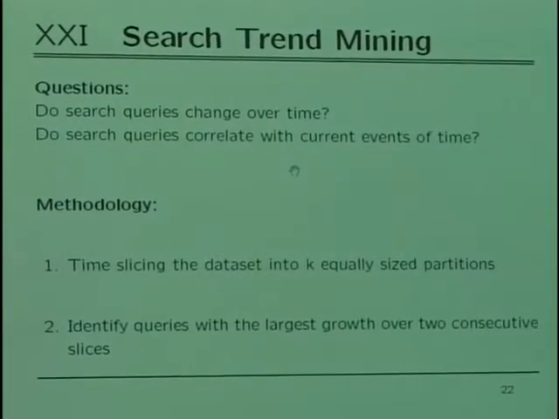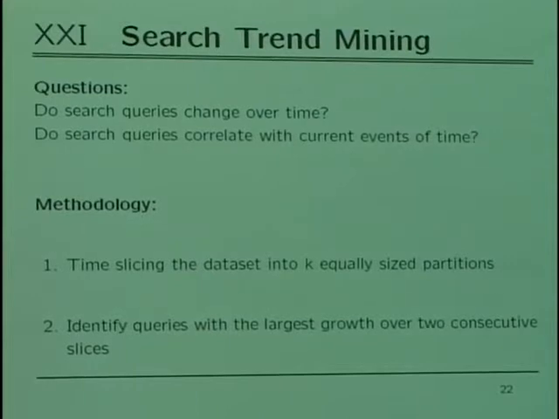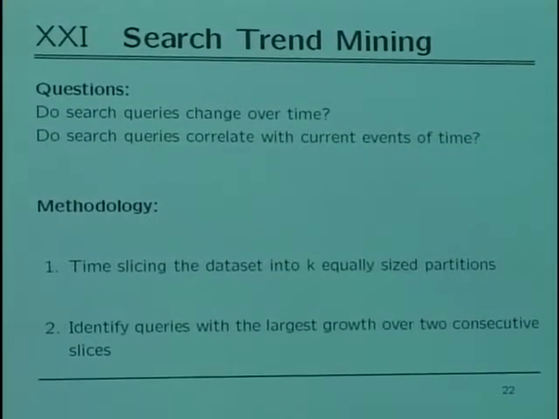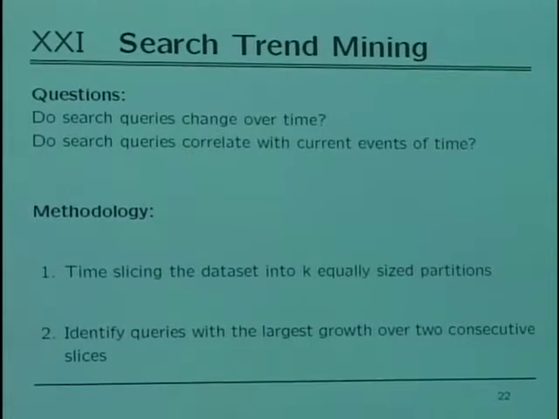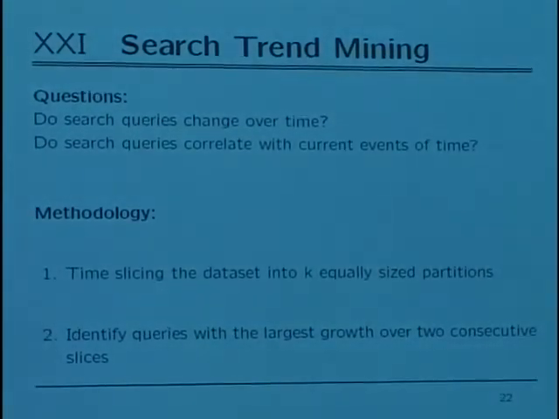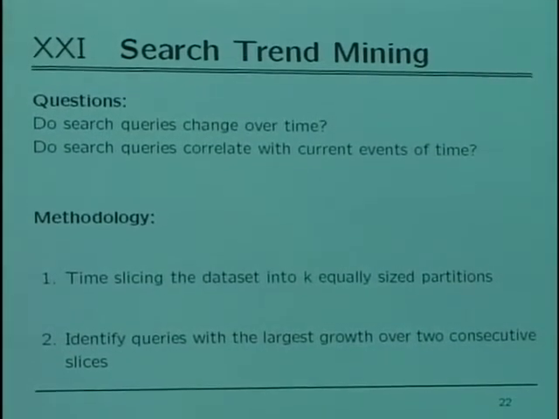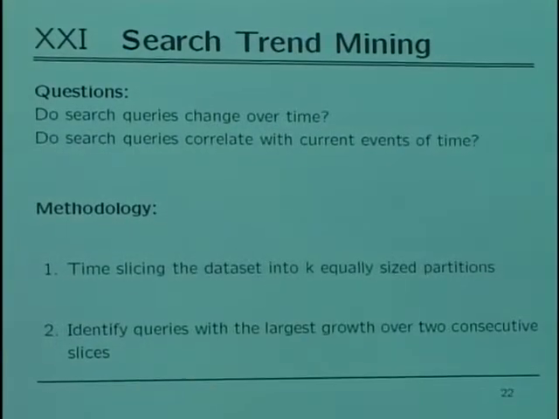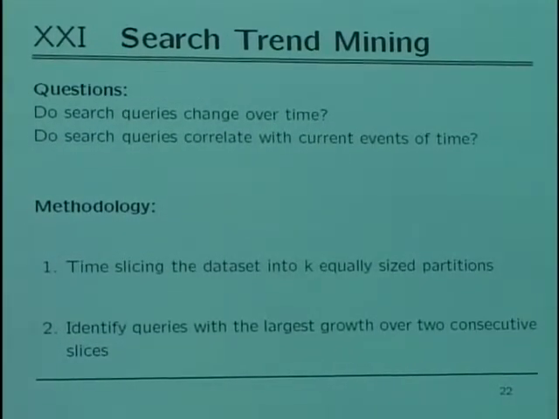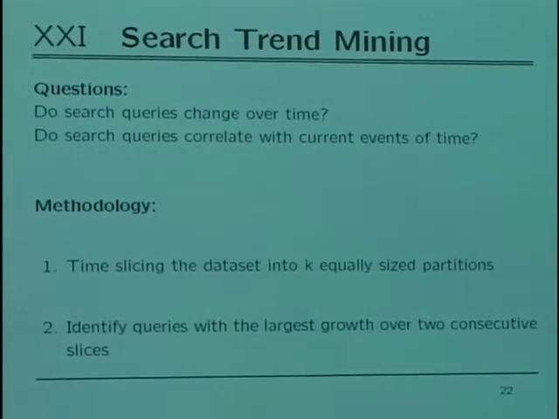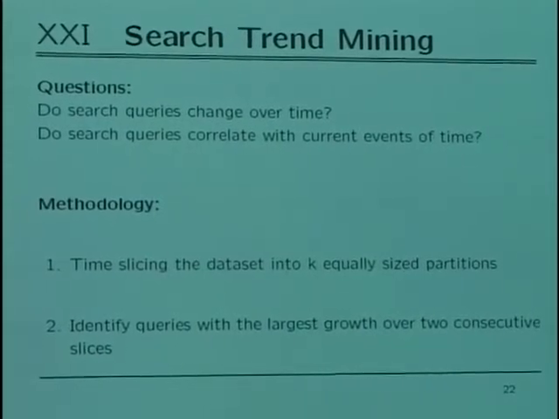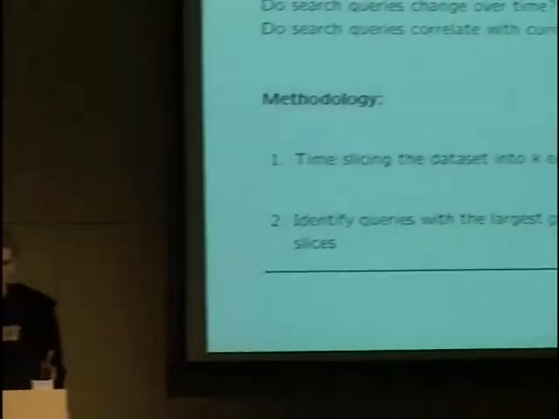Let me introduce you to the area of search trend mining. So questions might appear: do queries change over time, or are they equally distributed? Do queries correlate with current events of the time? What queries change most? And so you have to develop a methodology for investigating in those areas. You basically do a time slicing on the data set, where you split the data set into k equally sized partitions, and then identify the queries with the largest growth rate over two consecutive slices.